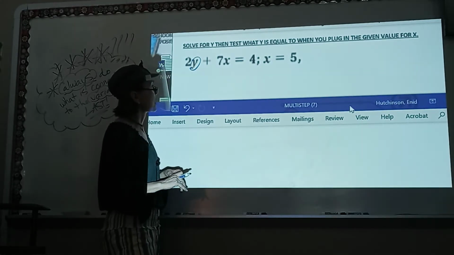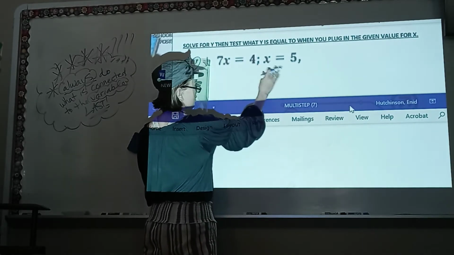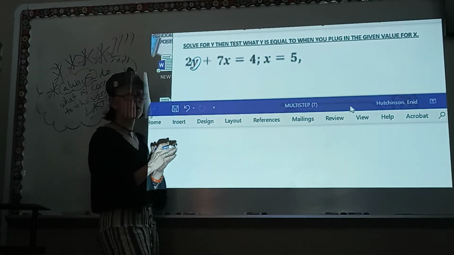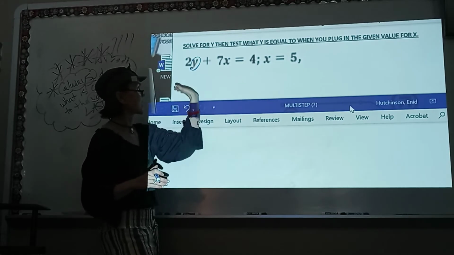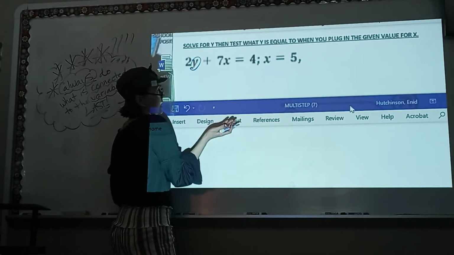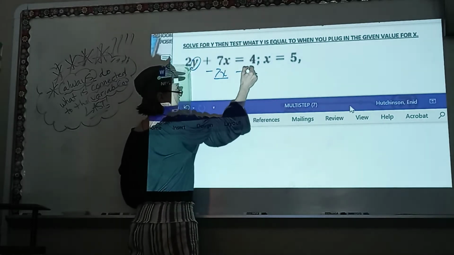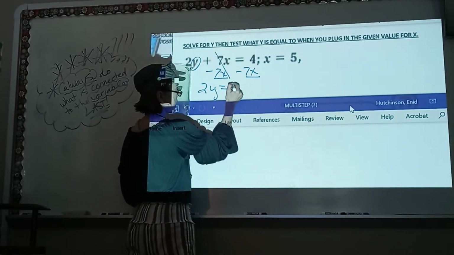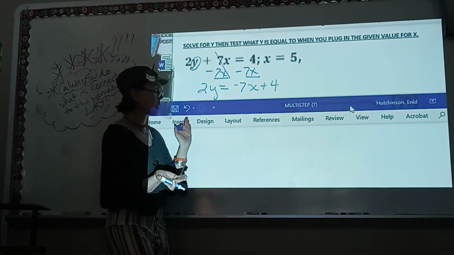Don't get confused with the semicolon. It's just separating the equation from what it wants you to test after you solve for y. So if we want to get the y all by itself, we need to move the 7x and the 2 to the other side of the equal sign. We look for an easy addition or subtraction opportunity first. So I'm going to subtract 7x from both sides. Bring down your 2y equals negative 7x plus 4. This is where we are.